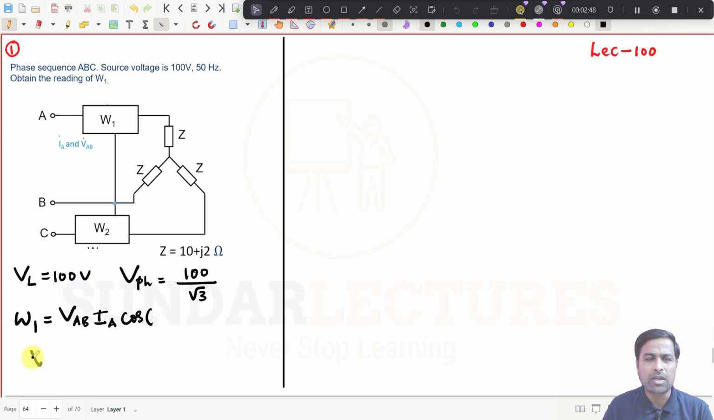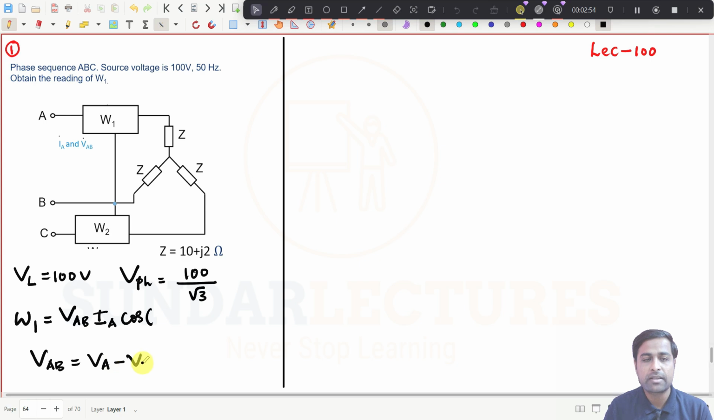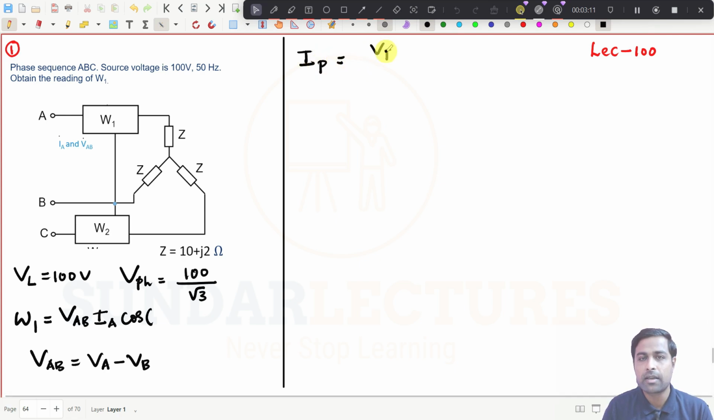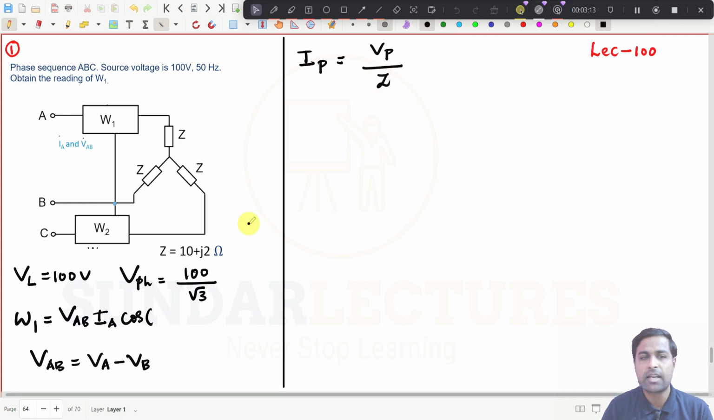So what is VAB? It is VA minus VB. This is the value. Now we need to find the IA value, and we need to work with some angles. First we find the phase current. The phase current is V phase divided by Z. What is Z they have given you? It is 10 plus j2 ohms.